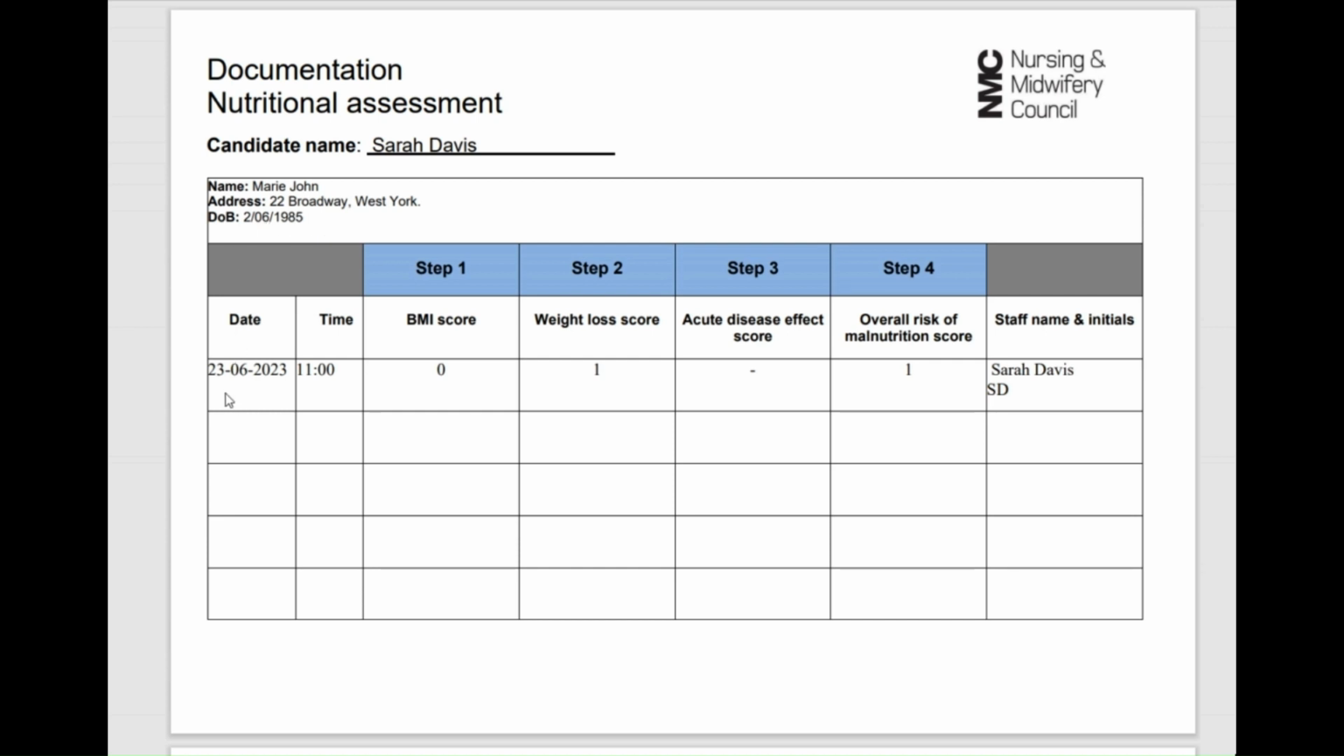In the first column you will enter the date, and in the second column write the time according to your scenario, then the BMI score in step 1, then the weight loss score in step 2, and in the step 3 column leave it blank or put 0 as it is not applicable to our scenario. Then do not forget to enter the overall risk of MUST score, that will be your total MUST score, which is 1 here. In the last column you should write your name and initials.